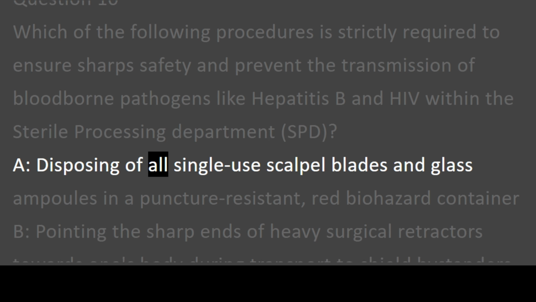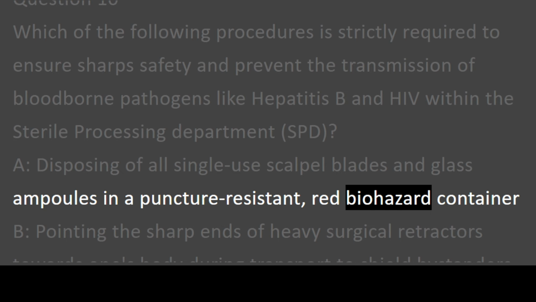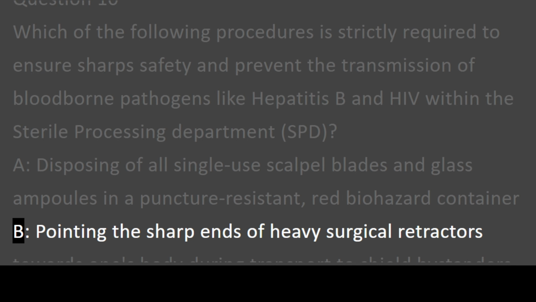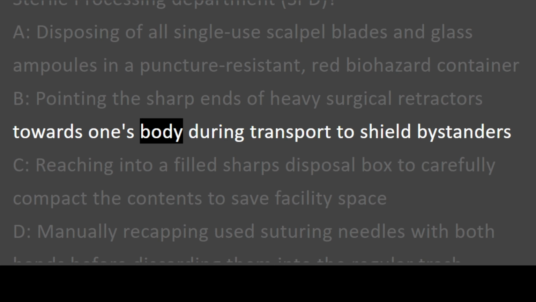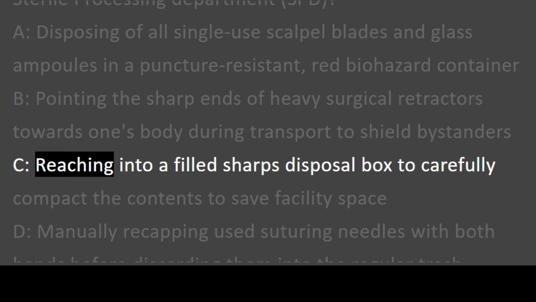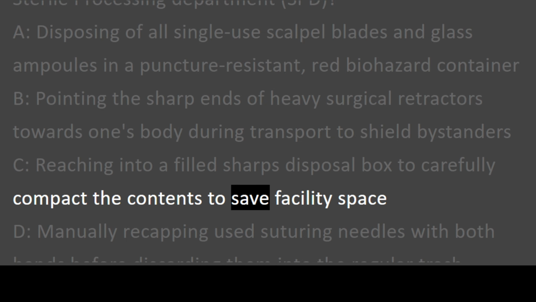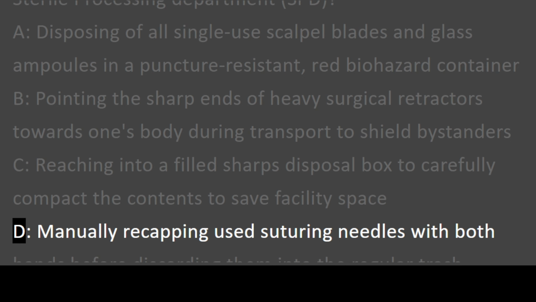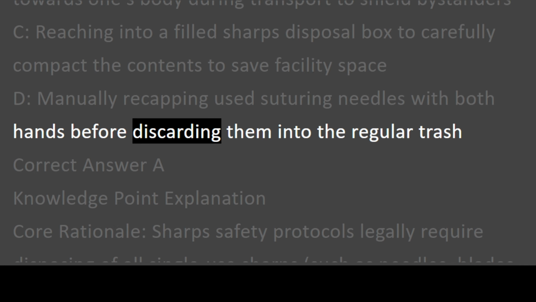A. Disposing of all single-use scalpel blades and glass ampoules in a puncture-resistant, red biohazard container. B. Pointing the sharp ends of heavy surgical retractors towards one's body during transport to shield bystanders. C. Reaching into a filled sharps disposal box to carefully compact the contents to save facility space. D. Manually recapping used suturing needles with both hands before discarding them into the regular trash.